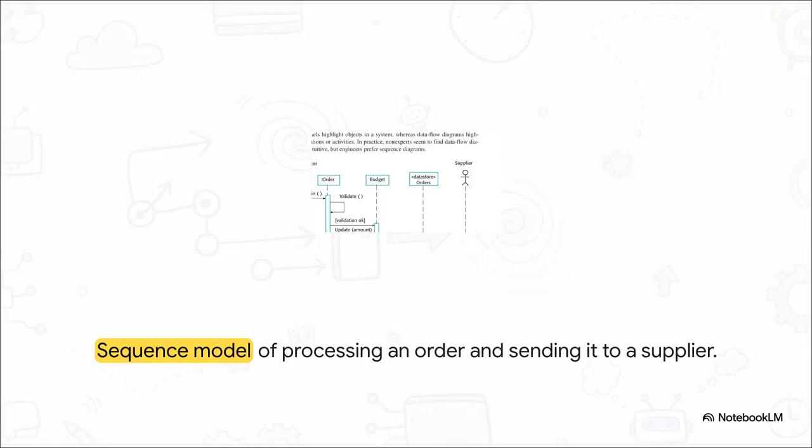This visual brilliantly captures a UML sequence diagram in action. You read these from left to right, watching the data flow sequentially. See how a purchase officer fills in an order, then the order object validates it. If it passes, it checks the budget, updates the amount, saves it to the order's data store, and eventually sends it to the supplier. It is literally a timeline of messages passing between objects to get a job done.